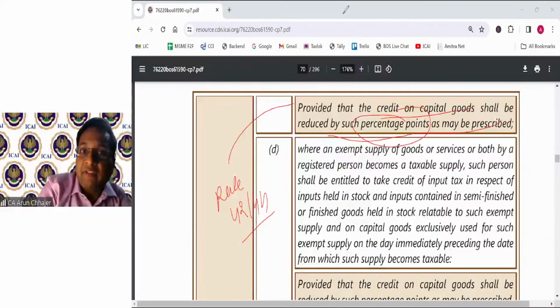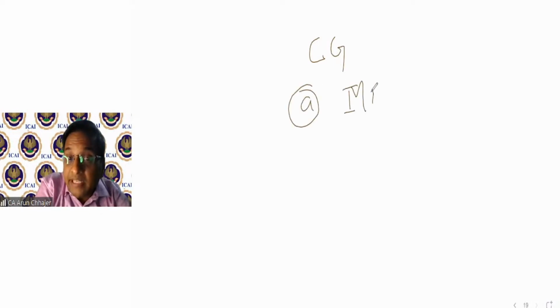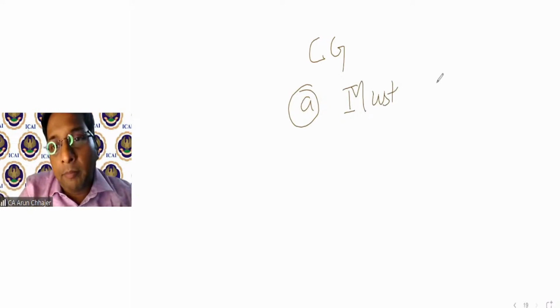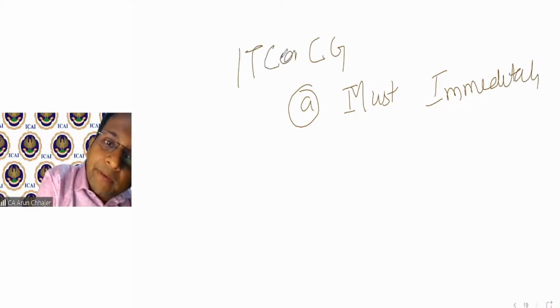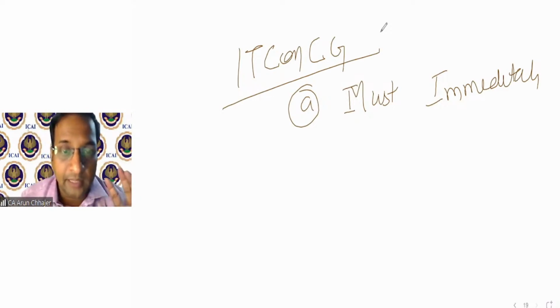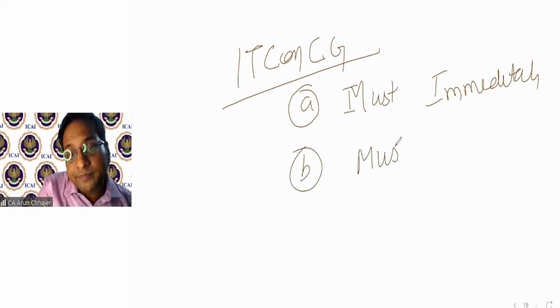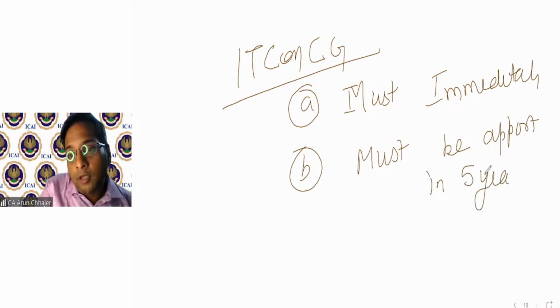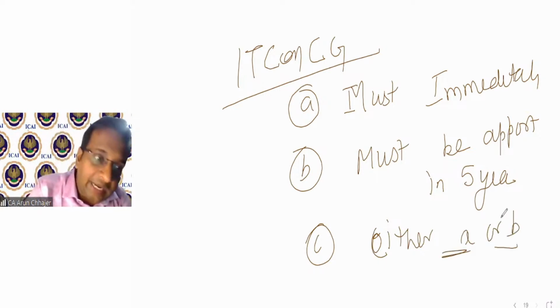Before that, please clarify one more doubt. Please answer this question. ITC on capital goods can be taken immediately, or must be taken immediately. I'm using the words must be taken immediately. My question is about ITC on capital goods. I'm not talking about section 18, the normal case. If I am registered and I have purchased the capital goods, it must be taken immediately, or it must be a portion in 5 years, or I have the choice, either A or B. My question is ITC on the capital goods.